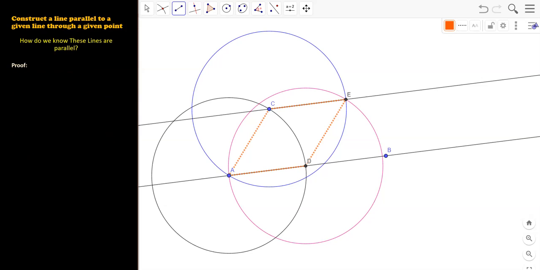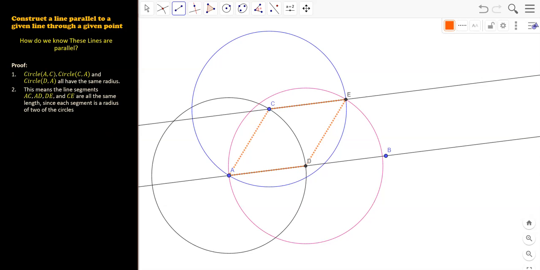So how are we going to do this? Well, first we need to notice, and we've been talking about this the whole time, that all 3 of these circles have the same radius. That means the line segments AC, AD, DE, and CE all have the same length. Each of those segments is a radius of a circle; ED is only a radius of one of the circles, but it only needs to be a radius of 1 for these to be the same length.